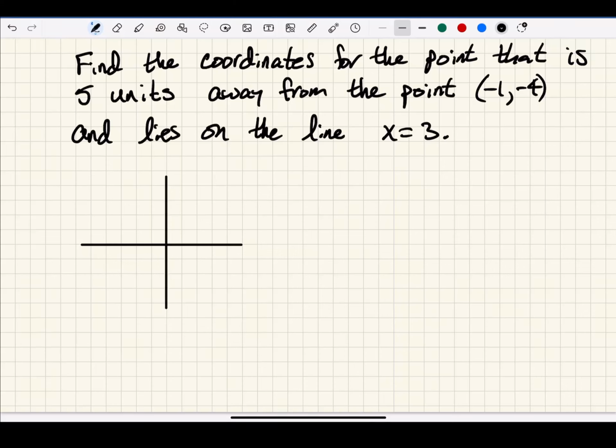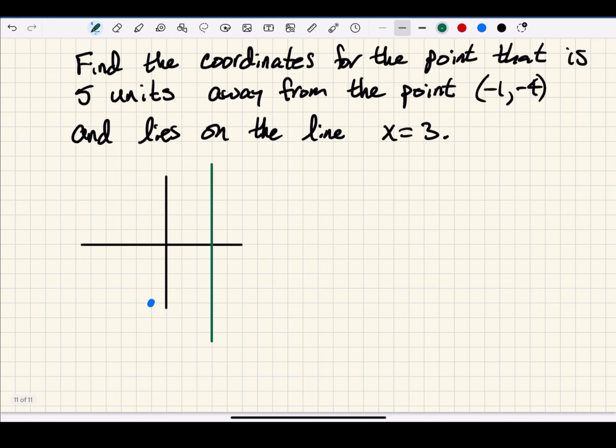Find the coordinates for the point that is 5 units away from the point -1, -4, and lies on the line x equals 3. So we could begin by graphing the point -1, -4, and the line x equals 3. The line x equals 3 would be a vertical line where all of the x coordinates are 3.